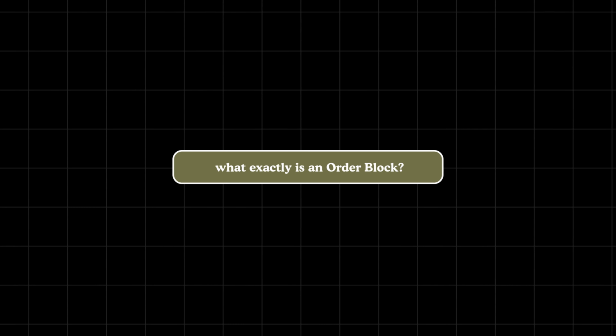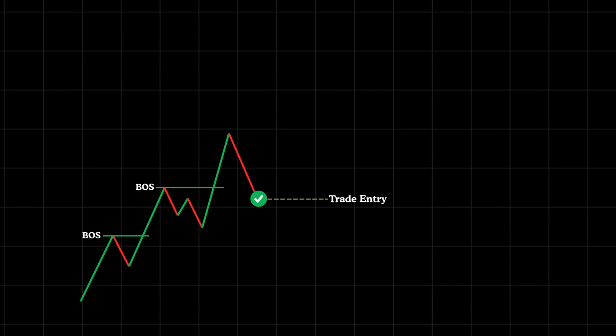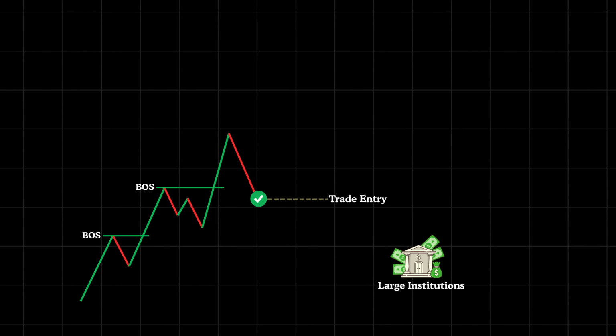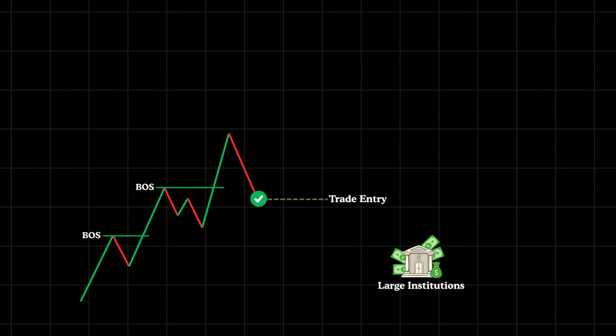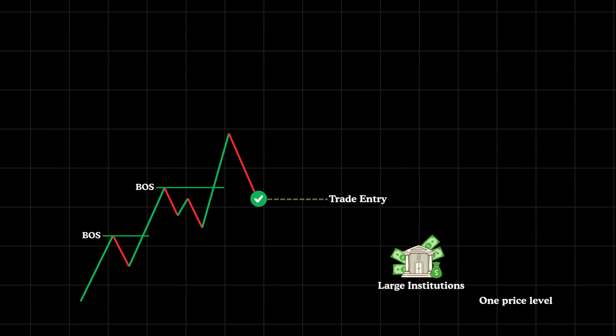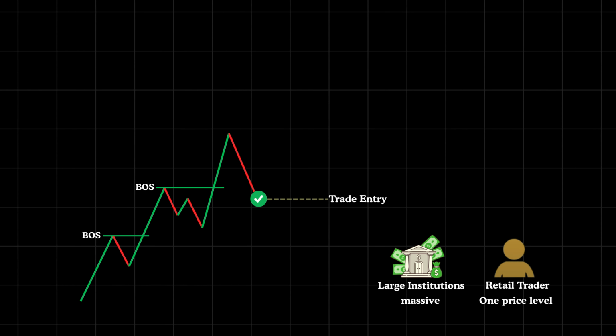So, what exactly is an order block? Let's break it down. Imagine the market is in a bullish trend, forming higher highs and breaking structures consistently. Now, when a large institutional buyer, smart money, wants to enter a long position, they can't just jump in and place a full market order at one price level like we retail traders do. Why? Because their order size is massive.